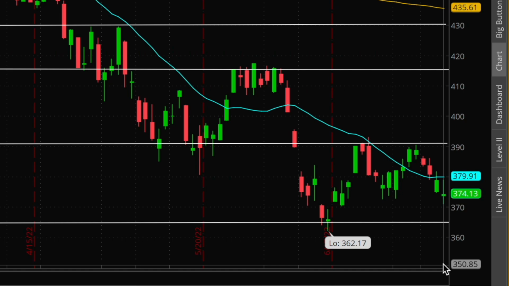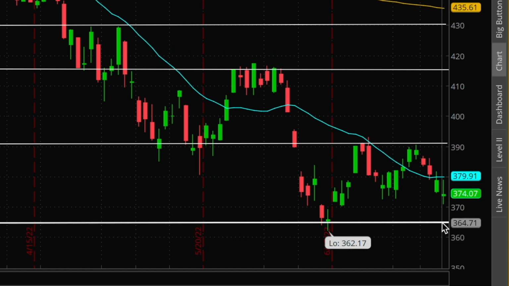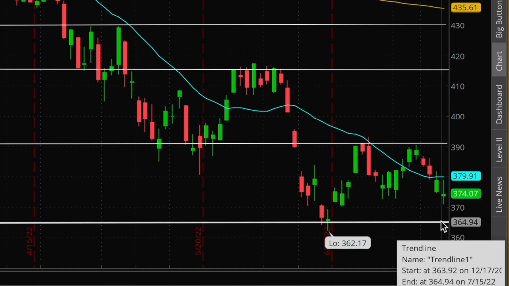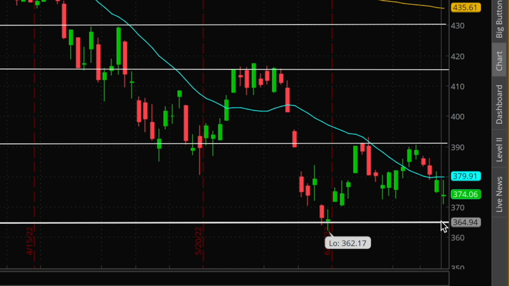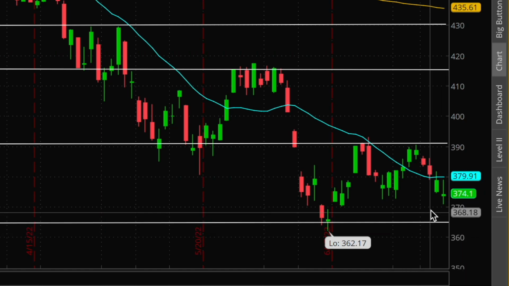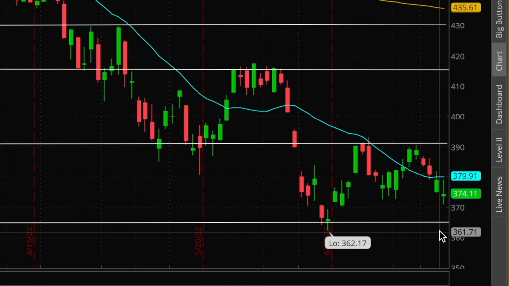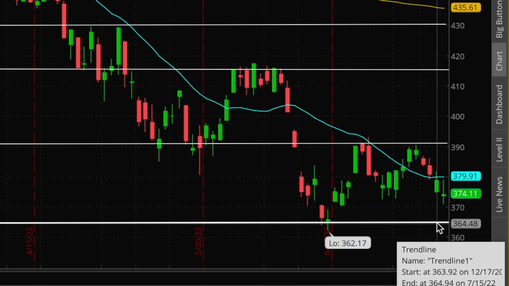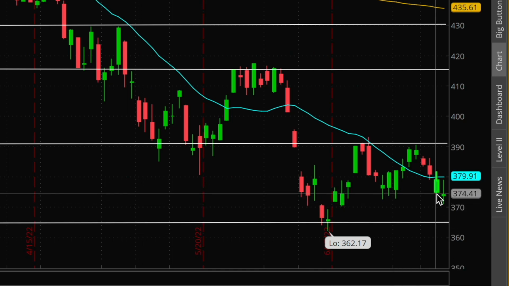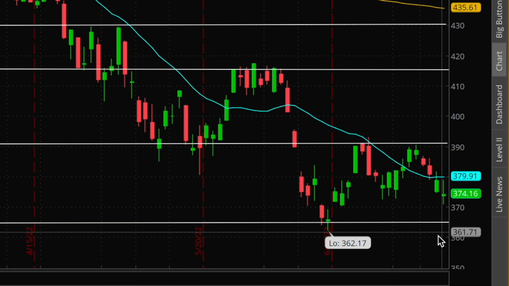But in particular, this support level comes in at right around 365-ish bucks per share. So therefore, I'm going to keep this price in mind when creating my calendar spread. Basically, this is going to be my target price for SPY to fall down to, and then hopefully, if and when that happens, we will also see an expansion of implied volatility as well.